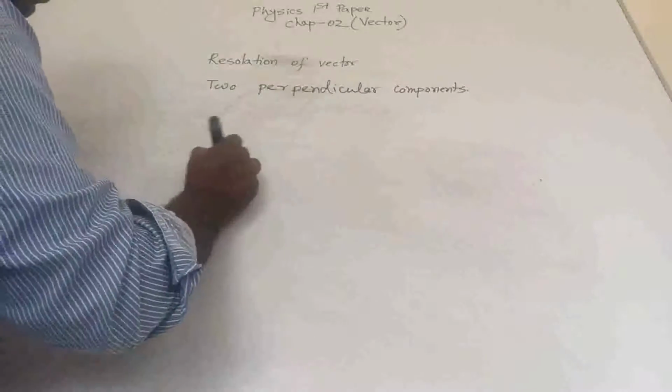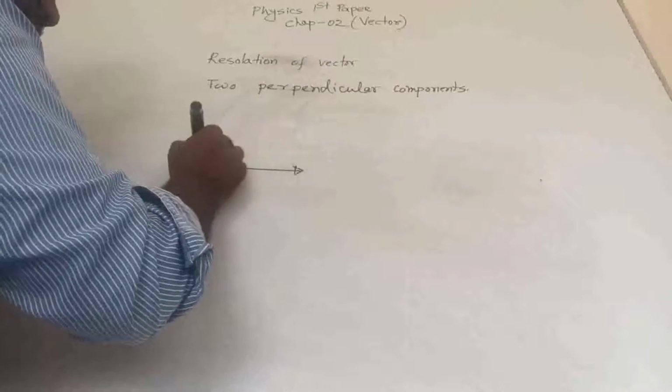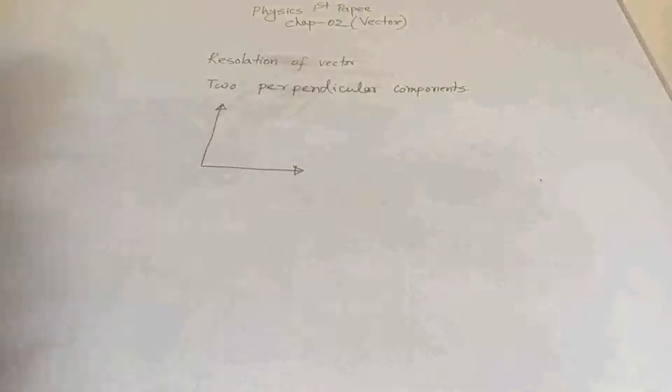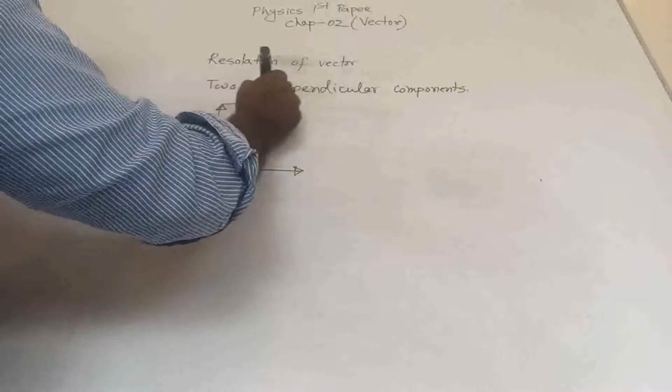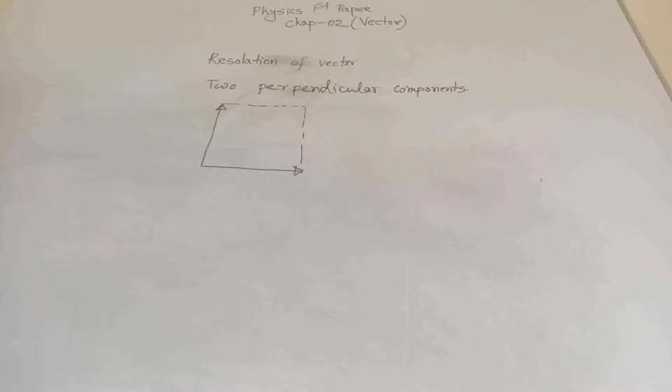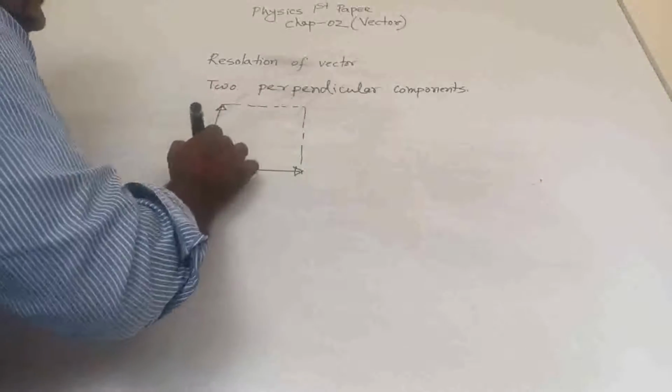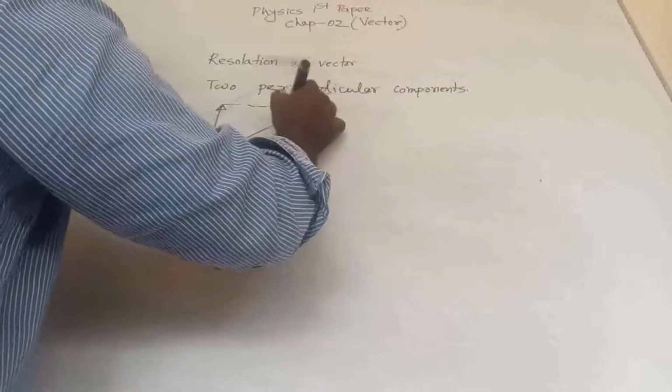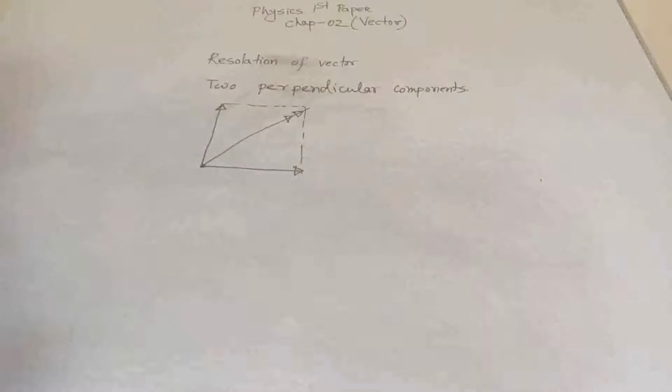Let's think these two vectors are acting perpendicularly. So how can we get the resultant? Complete the parallelogram. This one will be a rectangle, and the diagonal will be the resultant vector.